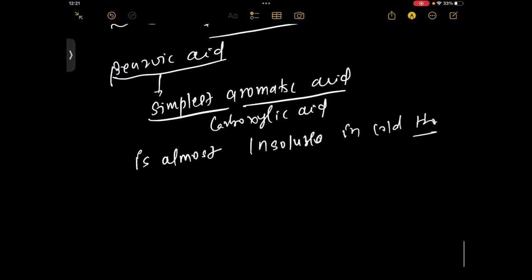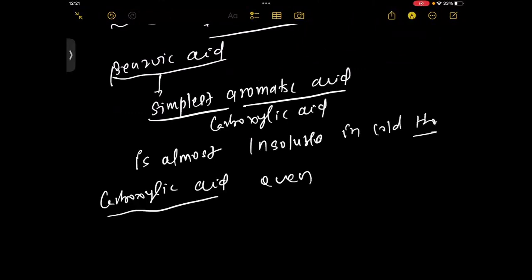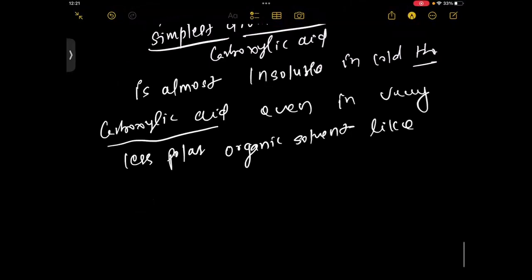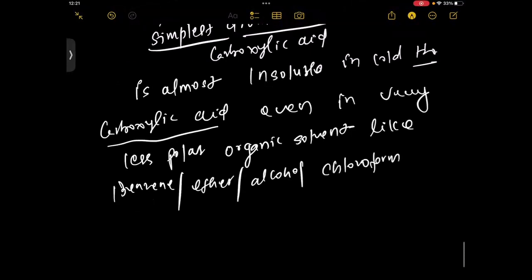Now carboxylic acids are even soluble in very less polar organic solvents, like benzene or ether or alcohol or chloroform. Benzoic acid is also partially or slightly soluble in these substances.